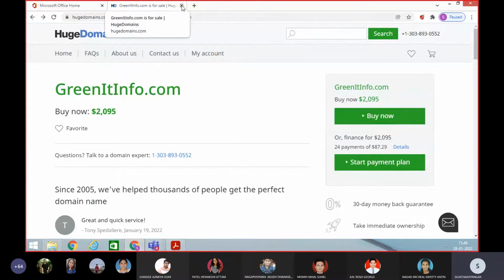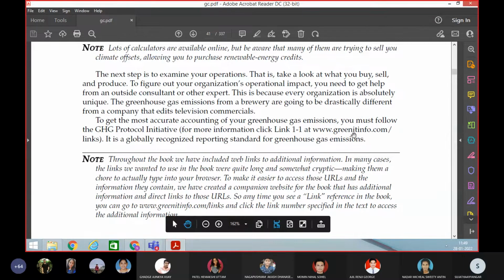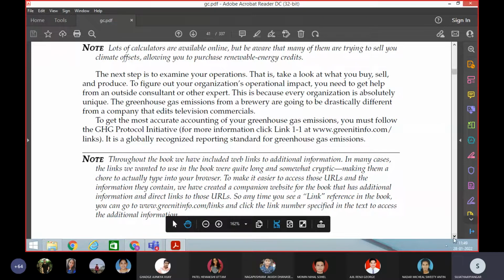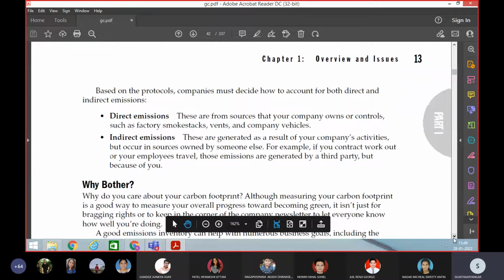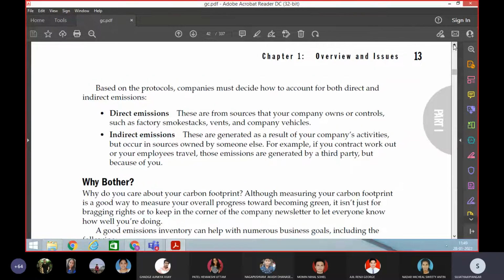Later on, when there is no lecture, I will search and tell you. Okay. So greenitinfo.com, you all search and you just understand. So this is about the greenhouse gas emissions. There are various links they have given in your book. You all need to go through this after I upload it, read each and every chapter. So based on the protocols, GHG protocol, greenhouse gas.